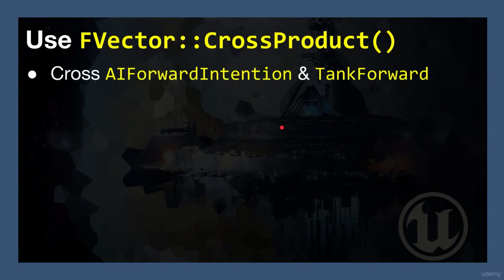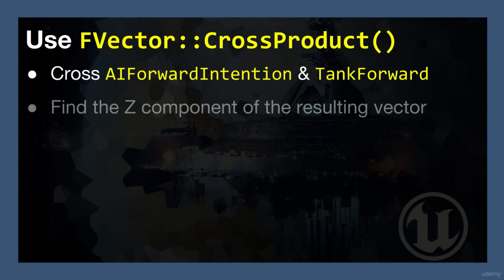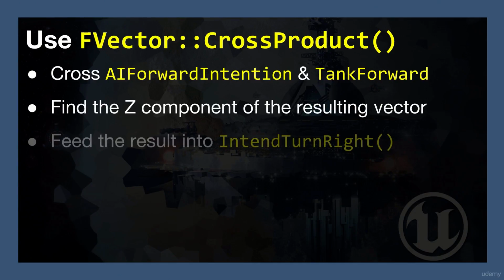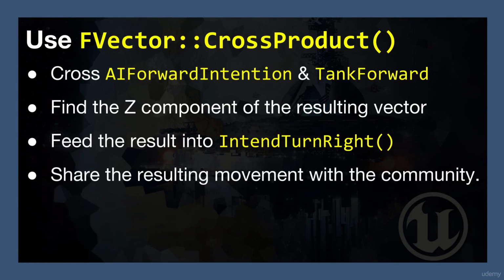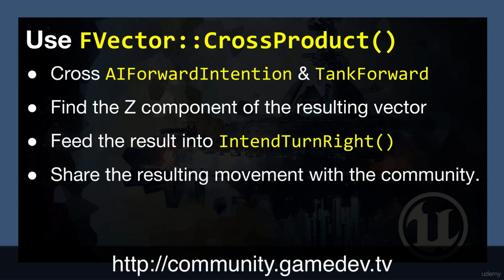which is I want you to cross AI forward intention and tank forward just like we did before. But find the Z component of the resulting vector, that's just a .z, and feed the result into intend turn right, then share the resulting movement with the community, ideally on community.gamedev.tv and the Unreal section under the Battle Tank subsection. See you soon.